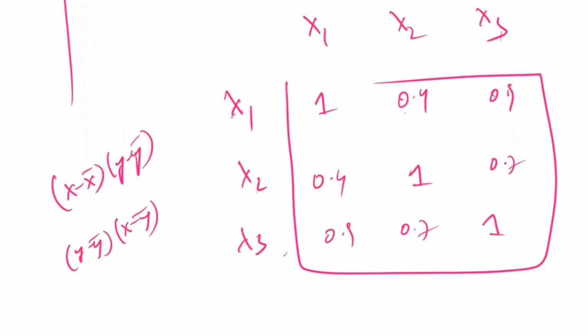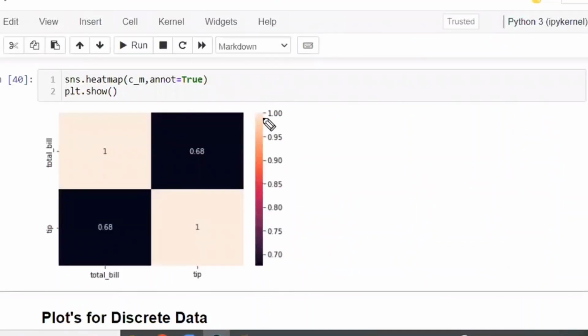So here you can clearly see this one. As the darkness or lightness changes, the lighter it is, the higher the correlation, and the darker it is, the lower the correlation. Is that clear? It is clearly showing which one is having which value. Clear, guys? That is with respect to heat map.